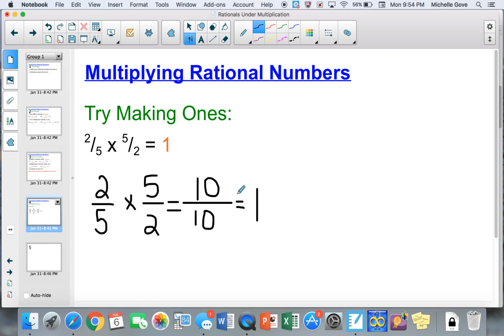We could use this with our students with different word problems. If they needed to, we could try different fraction strips. We could also use this now when we're going to use division and showing that division is actually multiplying by a reciprocal.